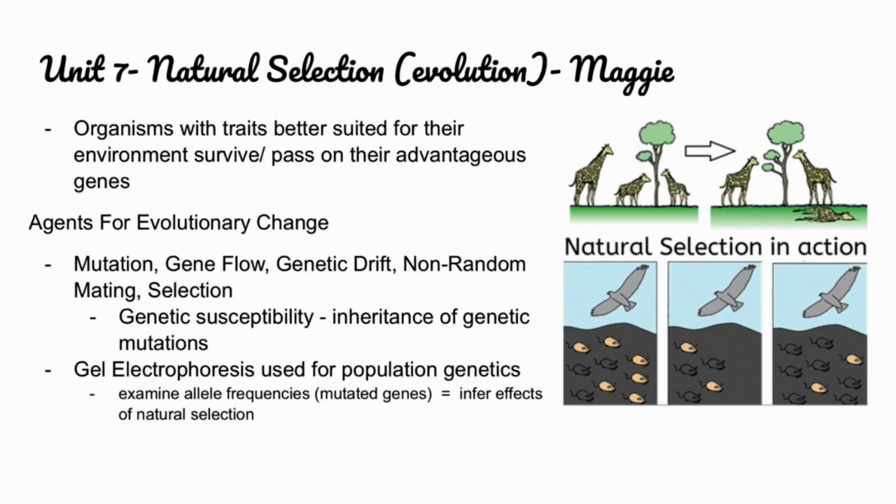And through gel electrophoresis, we can study genetic susceptibility or the inheritance of genetic mutations, and it is often used with population genetics. So it is used to examine allele frequencies or mutated genes to infer effects of natural selection. This is also used with the BRCA gene to see in populations if it is genetic or if it was something outside and it is something environmental.